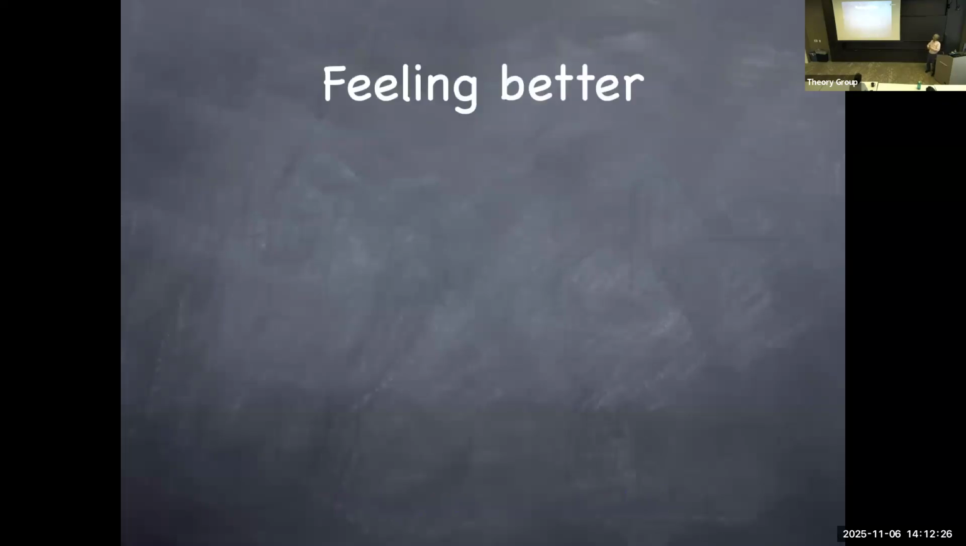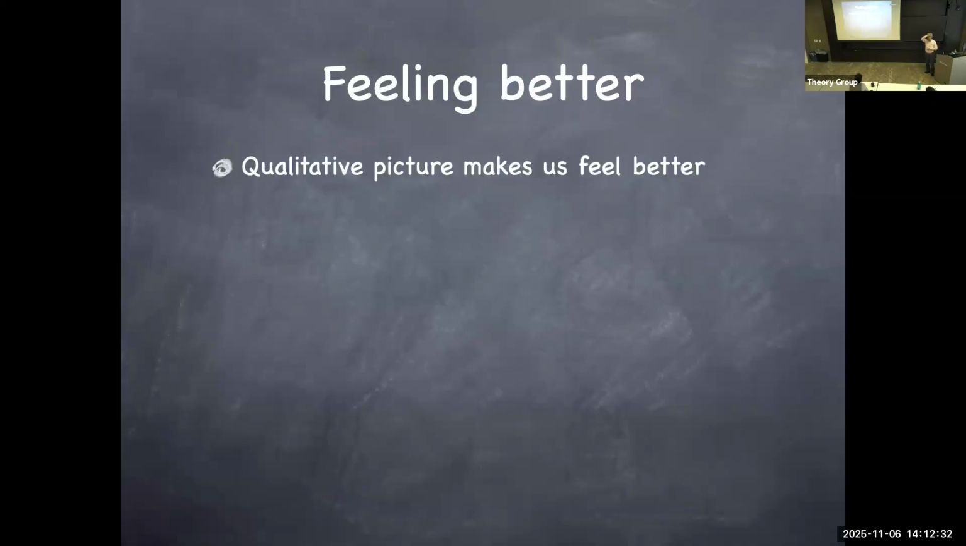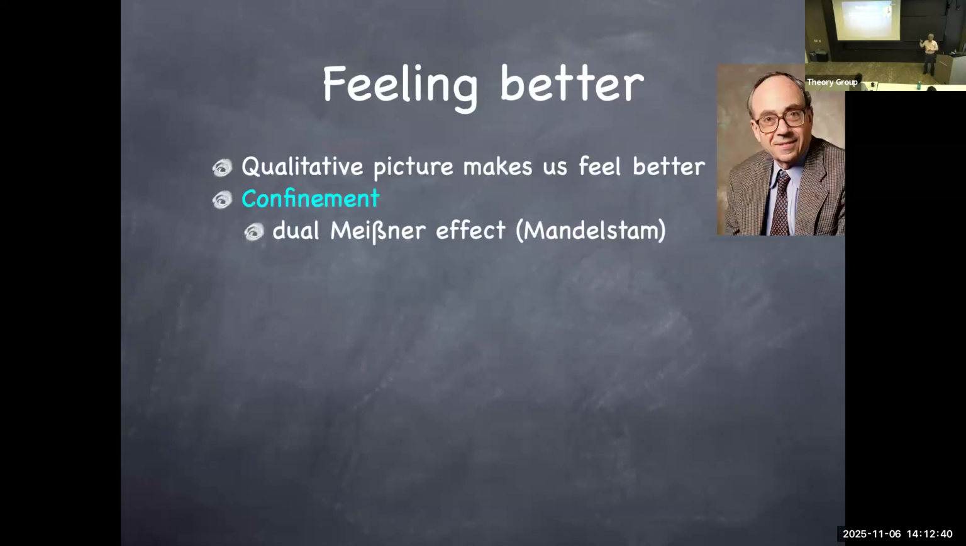So we start to learn new things beyond this initial stage of introduction to QCD. And there are some qualitative pictures that might make us feel better about the picture in QCD. So in the case of confinement, that goes back to my late colleague Stanley Mandelstam, who told us that you may be able to understand confinement based on other physics we are familiar with, namely the Meissner effect in type 2 superconductor.